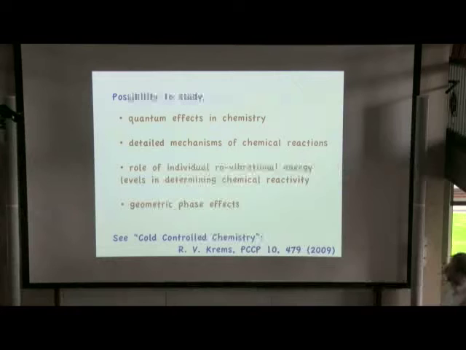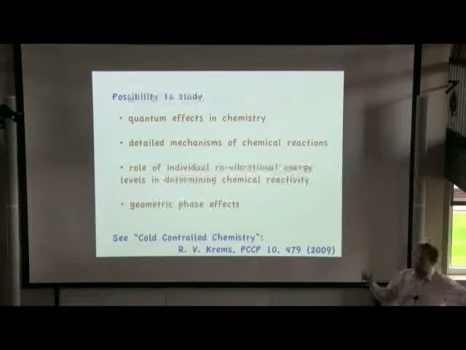There's a big effort in the physical chemistry community towards understanding the detailed mechanisms, like the role of the individual rovibrational states of molecules in determining chemical reactivity. A very hot research topic currently is the role of the geometric phase in chemical reaction dynamics. If you have systems with conical intersections, going around the conical intersection is going to produce the geometric phase.